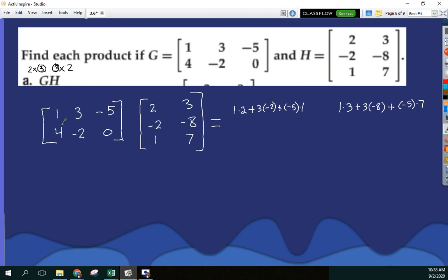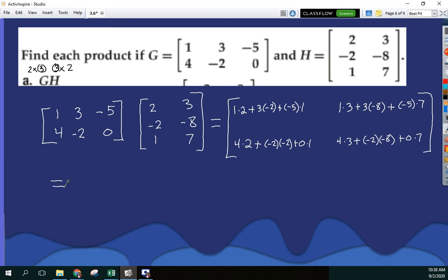Again, moving on, we're going to move to our second row and start that process over again. So I have 4 times 2, so I'm starting with my first column again, plus negative 2 times negative 2, and then plus 0 times 1. Moving on to our second column, and still using that second row, we have 4 times 3 plus negative 2 times negative 8 plus 0 times 7.